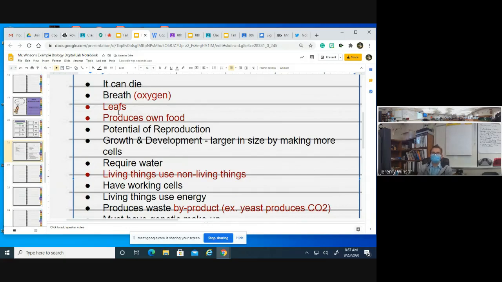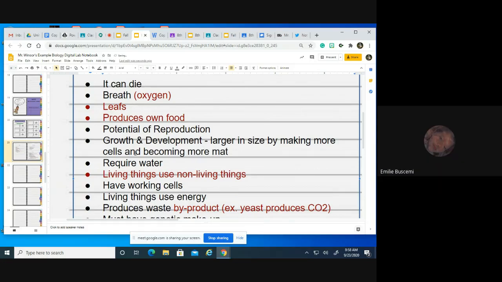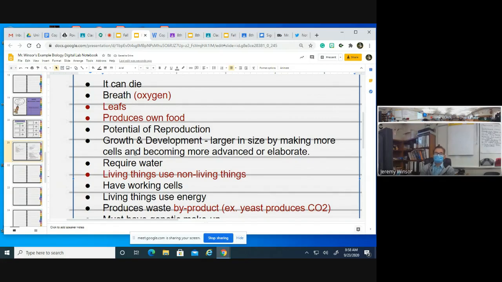Growth and development. So you're becoming larger in size by making more cells. And what else did we say regarding development? Becoming more what? Mature and advanced or elaborate. Are we okay with that? Miss Emily, can you support that? Yeah. Okay. So right now, our model has growth and development. You're becoming larger in size by making more cells and becoming more advanced or elaborate.